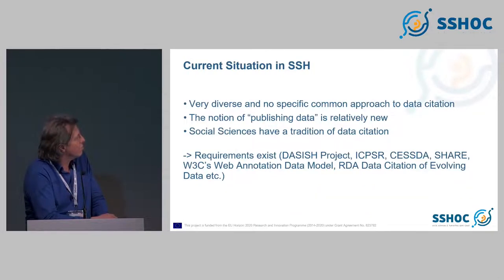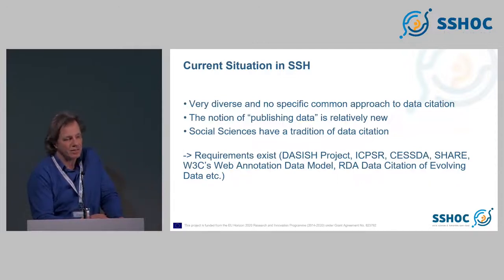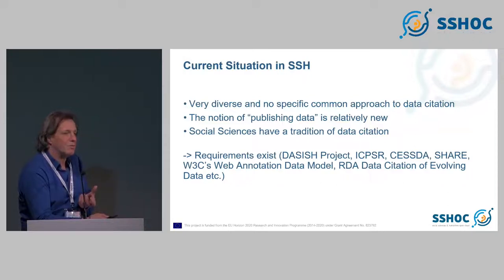So we have done a sort of survey of different practices in citation in SSH, and we were horrified. No, not really. But it was terrible to see that there are a lot of recommendations, a lot of requirements coming from previous projects, for instance DASISH, coming from different institutions, the W3C, for instance, but there are no real standards, especially in SSH, to cite data. So do we have time? Did we have time in SHOC to propose a standard? Not really, but we're trying to facilitate things and to try to give practical responses to this kind of questions.